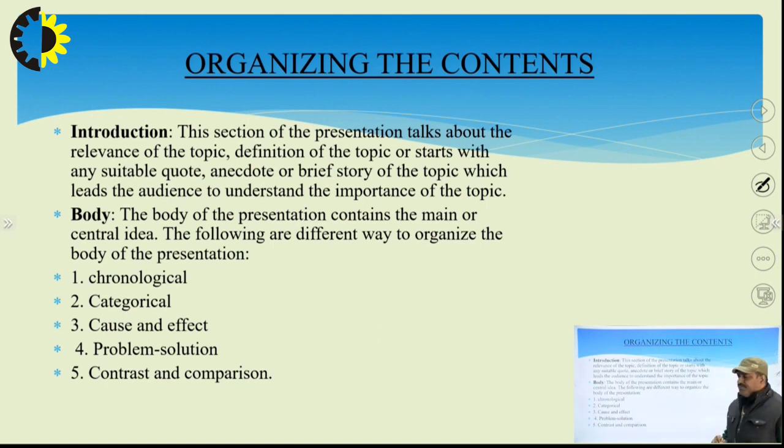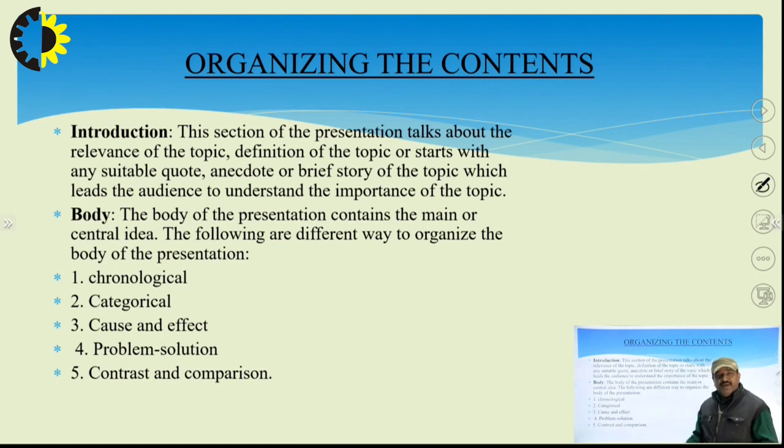Organizing the contents. How to organize? It is well known to everyone: introduction, body and conclusion. So for a presentation also, introduction, body and conclusion are required. In the introduction, this section of the presentation talks about the relevance of the topic. You describe the importance of the topic.